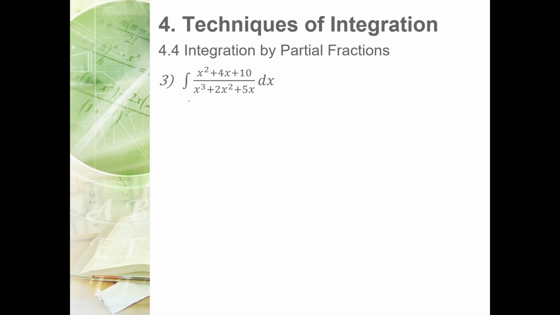Okay, so let's go to number 3. So here we only have to deal with quadratic, not repeated quadratic. Again, we can factor this one out: x times x squared plus 2x plus 5. Notice that one is a distinct linear factor, the other one is a distinct quadratic. As you can see, it's quadratic because we cannot further simplify x squared plus 2x plus 5 into its corresponding factors. Right?